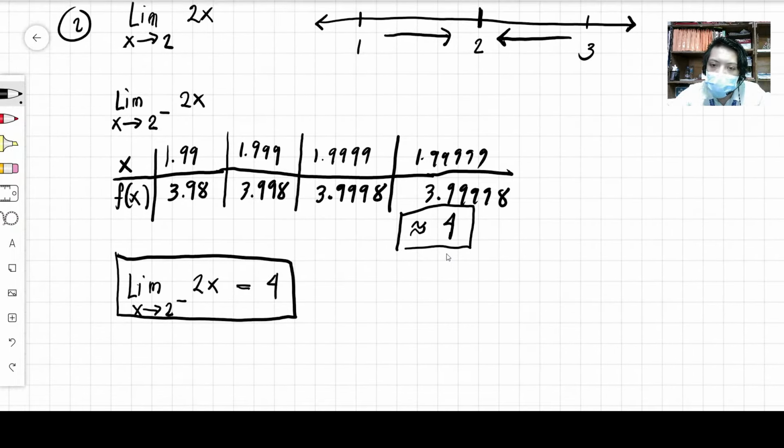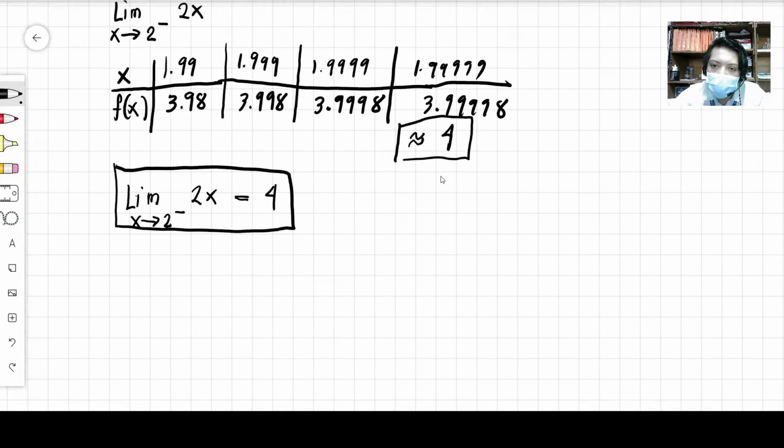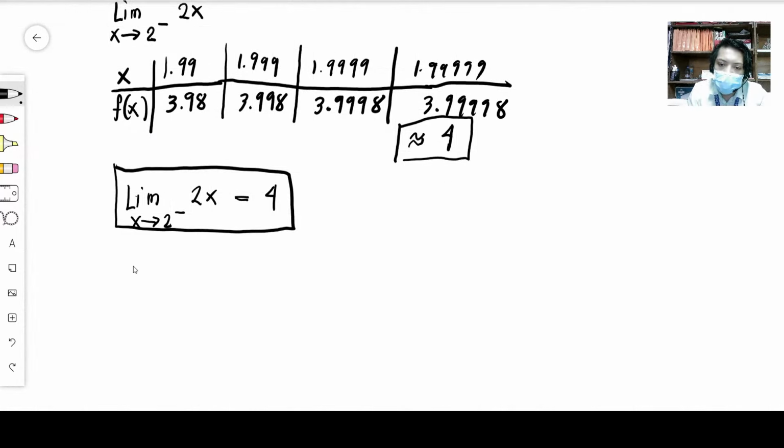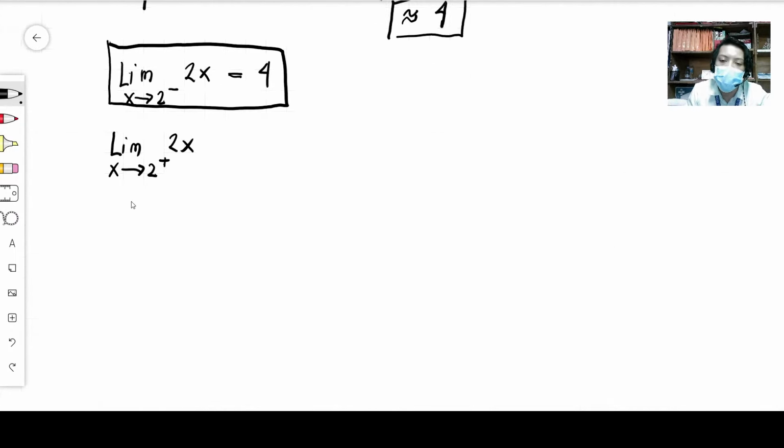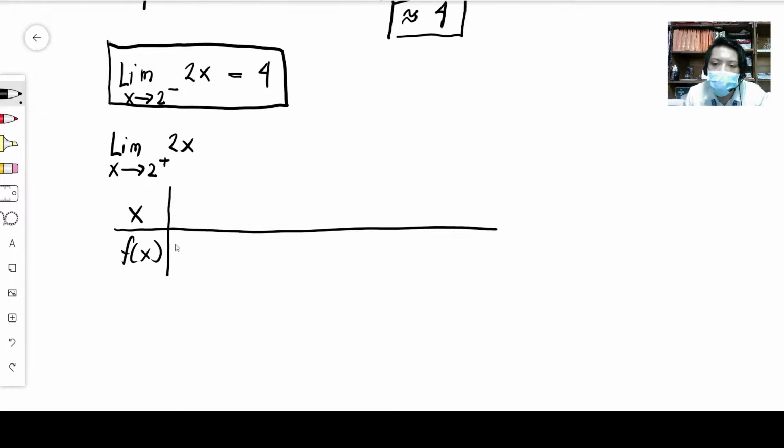So this time we have the limit of 2x as x approaches 2 coming from the right. This is the right-hand limit. What does coming from the right mean? We construct the table of values, x and f of x. What values does it approach 2 from, coming from the right of 2?